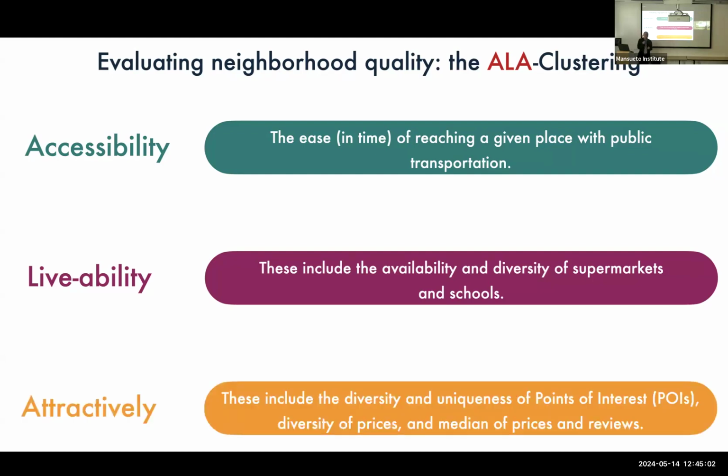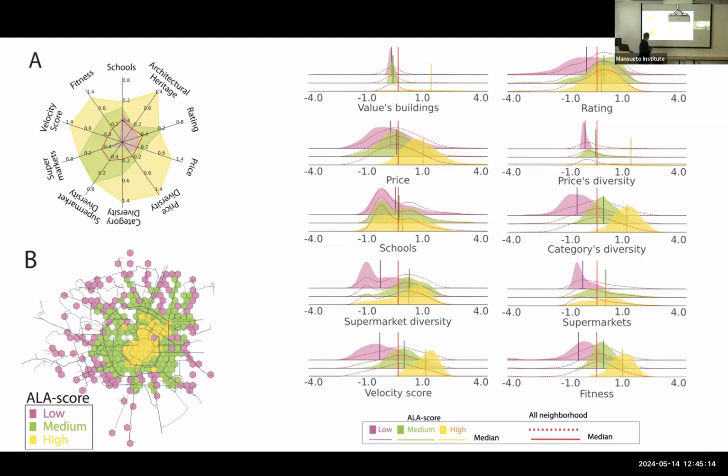So it means that you have unique points of interest, or a very diverse neighborhood with very diverse prices, etc. And for this reason we label it ALA clustering. Here you can see the distribution of all the metrics that we take into consideration: the rating, the values of the buildings, in this case the rent, then the prices of the POI, the category diversity, and the supermarkets. We divide the supermarkets in two, so we have the supermarket and also the diversity in supermarkets, because there are different levels of supermarket for wealthier and less wealthy people.